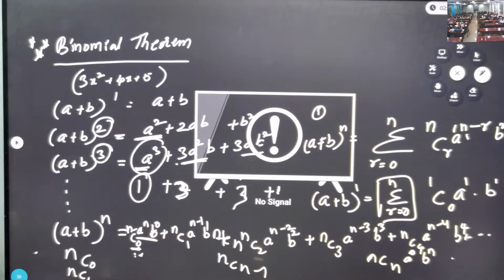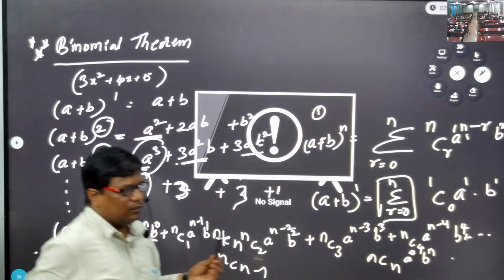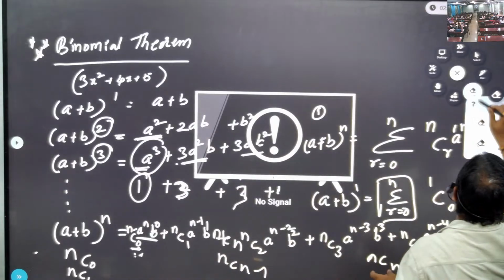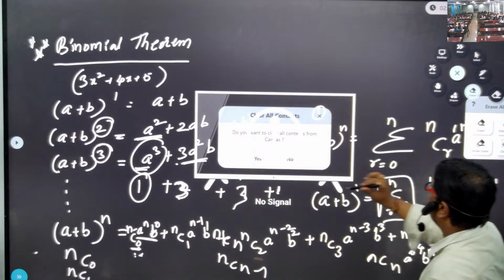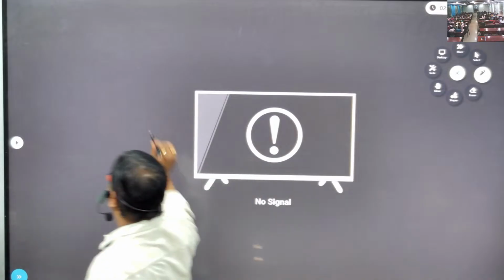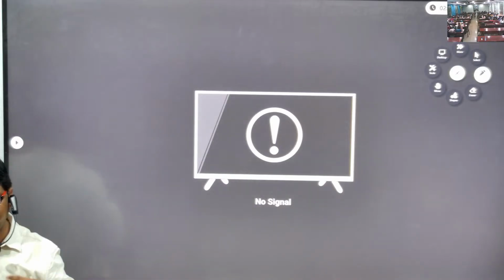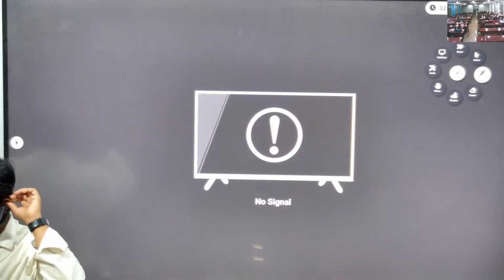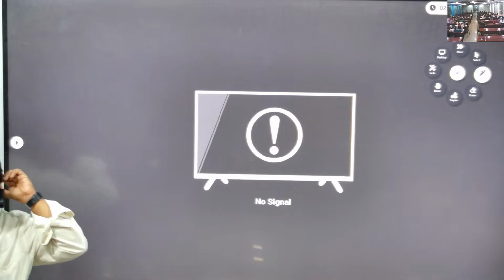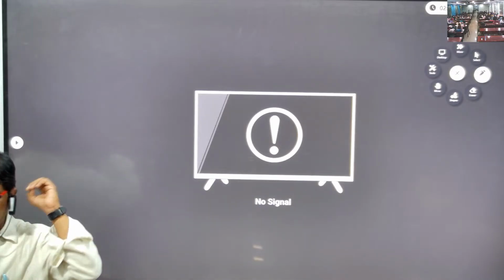Okay, clear? Or is anything left? Right. So if you are very clear, then you can make a note of this binomial theorem. You can represent the same thing in your exam. Write the binomial theorem. The heading is already written, sir.